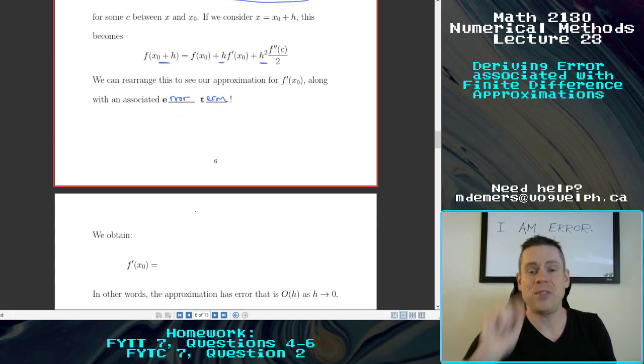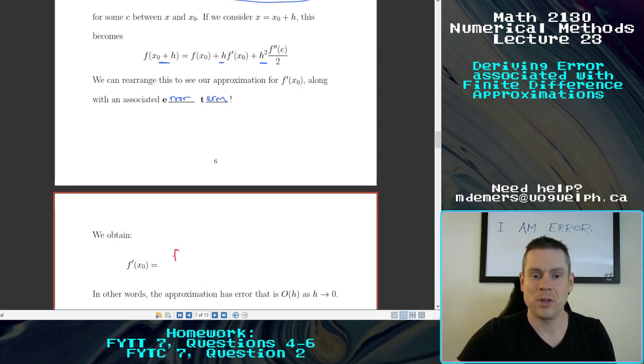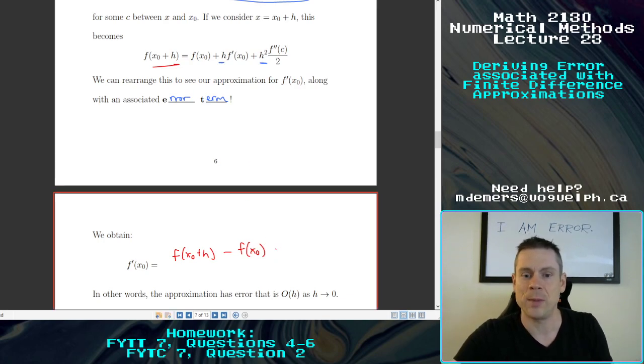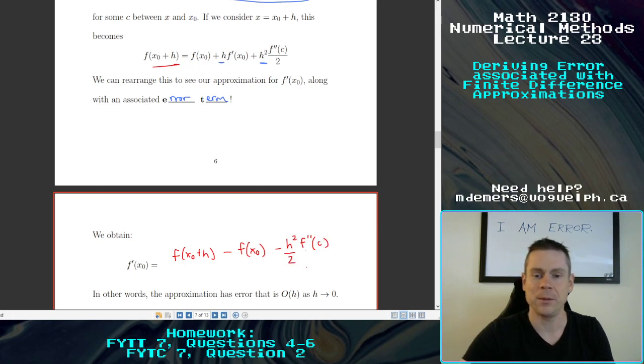So let's do that. Let's isolate for the f prime of x0, and if we do that, we're going to get this. F prime of x0 is equal to f of x0 plus h, that's this term right here. I'm going to take this f of x0 and subtract that from both sides, so I get minus f of x0. I'm going to take this error term and subtract it off that side as well, and that gives me a minus h squared f double prime of c over 2. I'll put the 2 right here. I still have an h, right? This was an h right here, so I'm going to divide by that h in order to get that approximation.